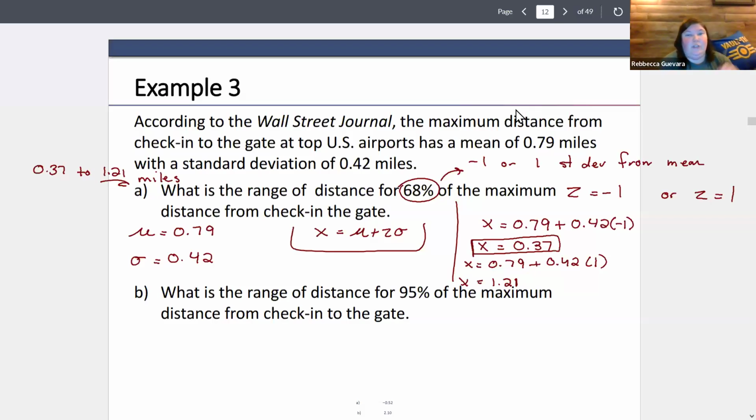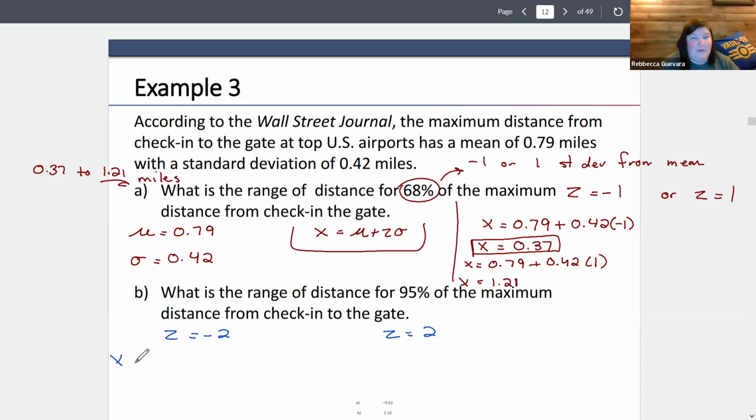Okay. For the next part, I think this data is probably skewed because something weird happens with the second part, but we're going to go through that because weird stuff happens with data and we need to know what to do with those kinds of problems. We want to know, what is the range of distance for 95% of the maximum distances from check-in to the gate? That is 2 standard deviations from the mean, so those are going to be z-scores of -2 and 2.